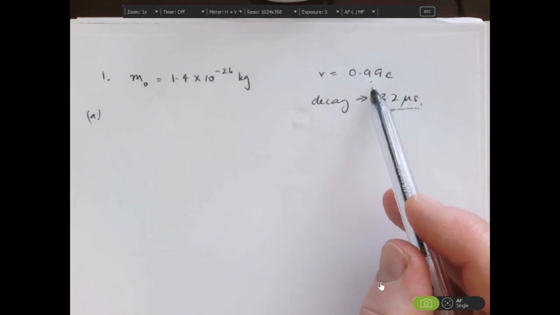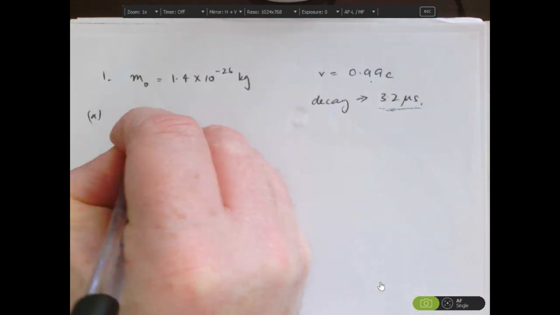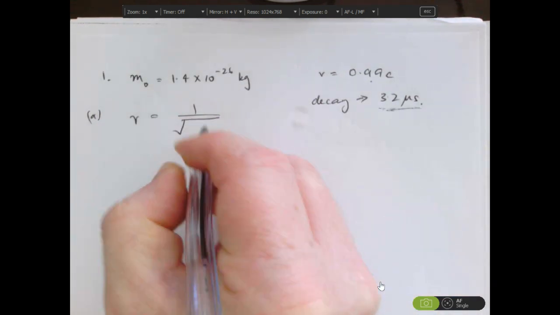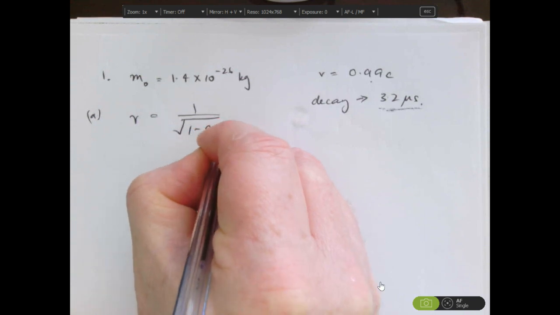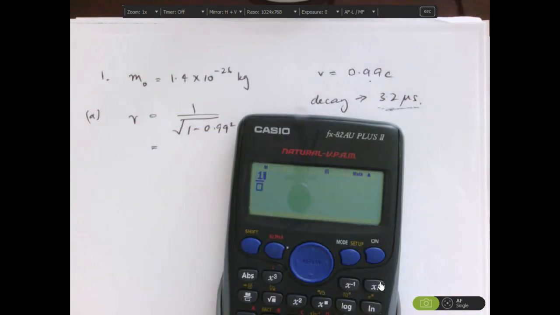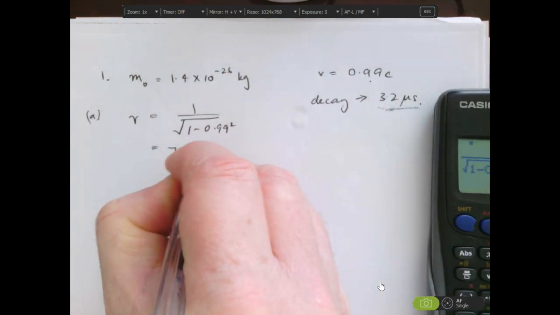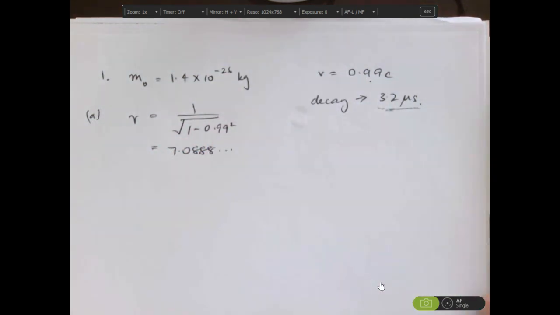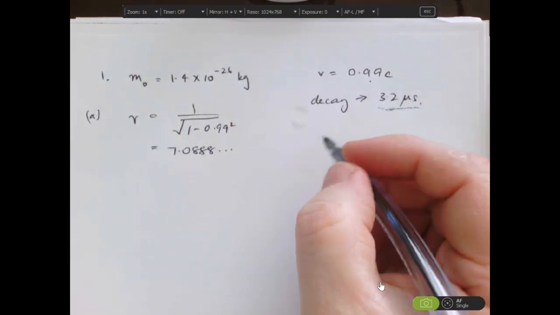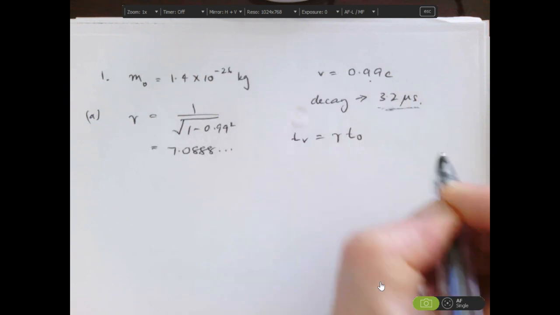As for all of these special relativity cases, we need to find that gamma factor. So gamma is 1 over the square root of 1 minus 0.99 squared. Let's do that one. 1 over the square root of 1 minus 0.99 squared. That's 7.0888, and so on. This is a time dilation question, so t equals gamma t naught.